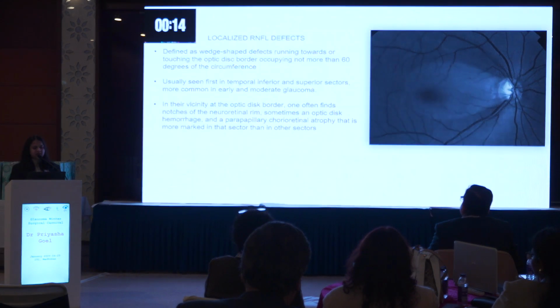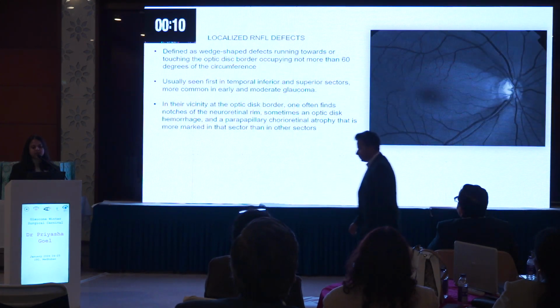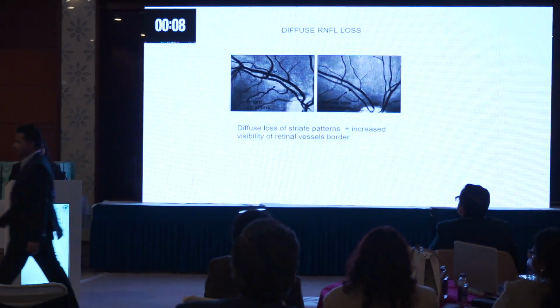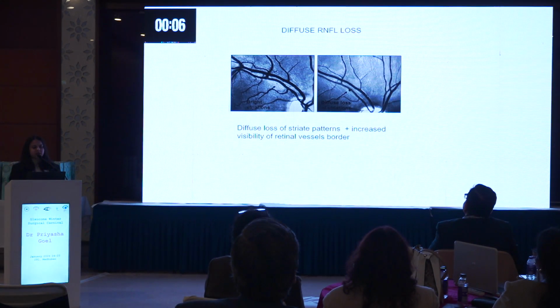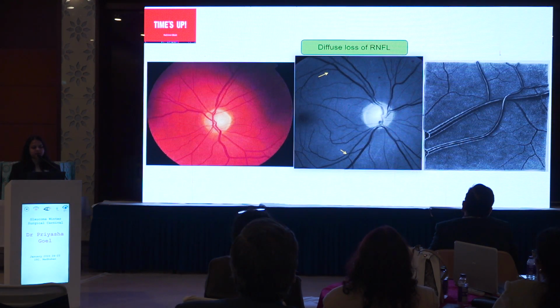Localized defects can be seen in the picture, which are less than 60 degrees. They are mostly associated with a notch or parapapillary atrophy. This is the diffuse RNFL loss. You can see increased visibility of the retinal vessel border and diffuse loss of striate patterns.